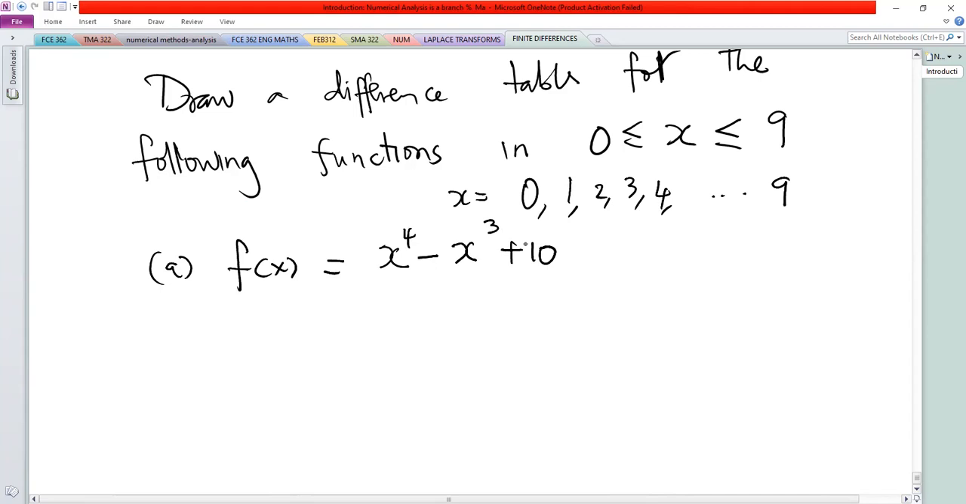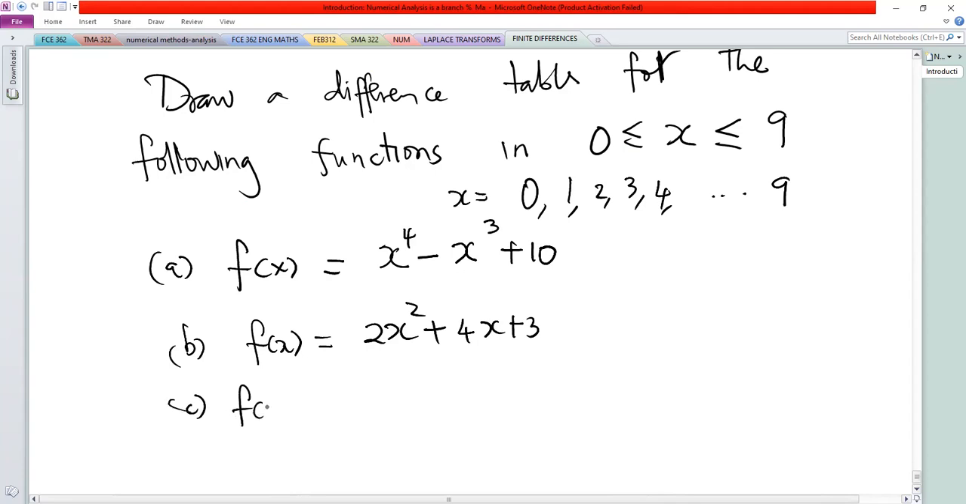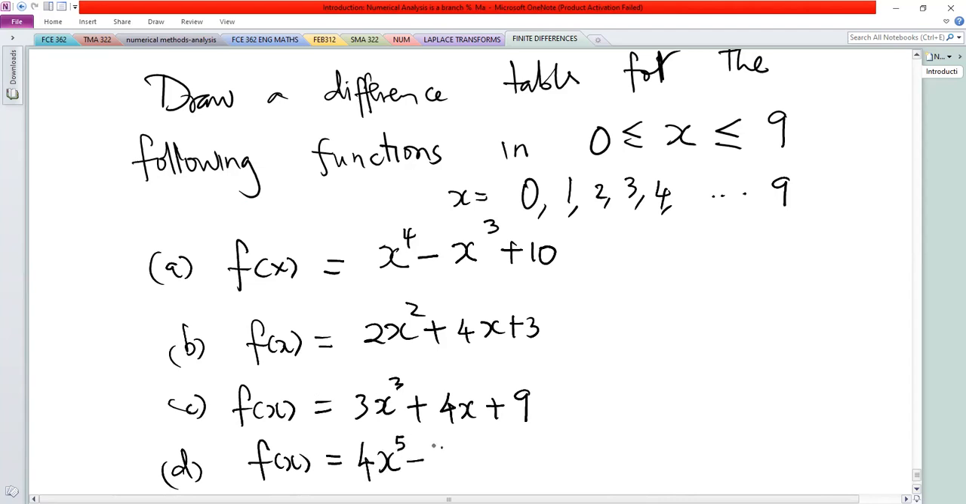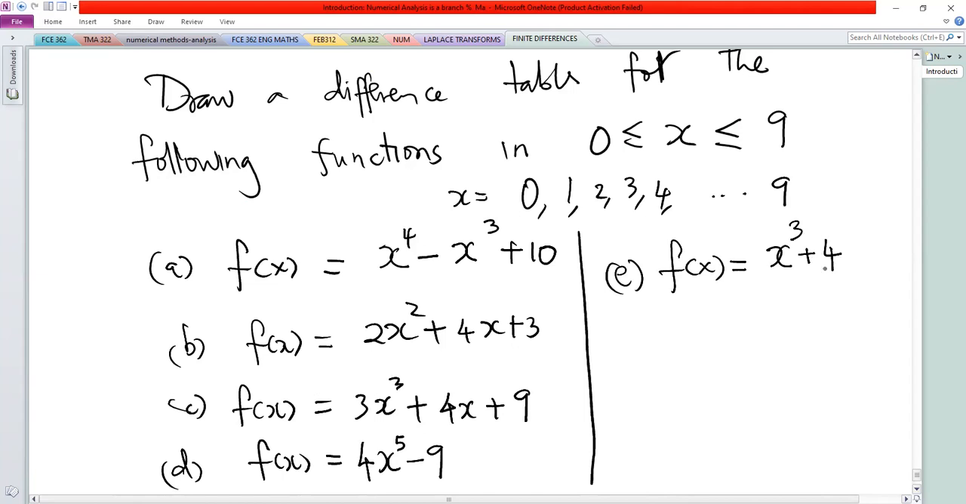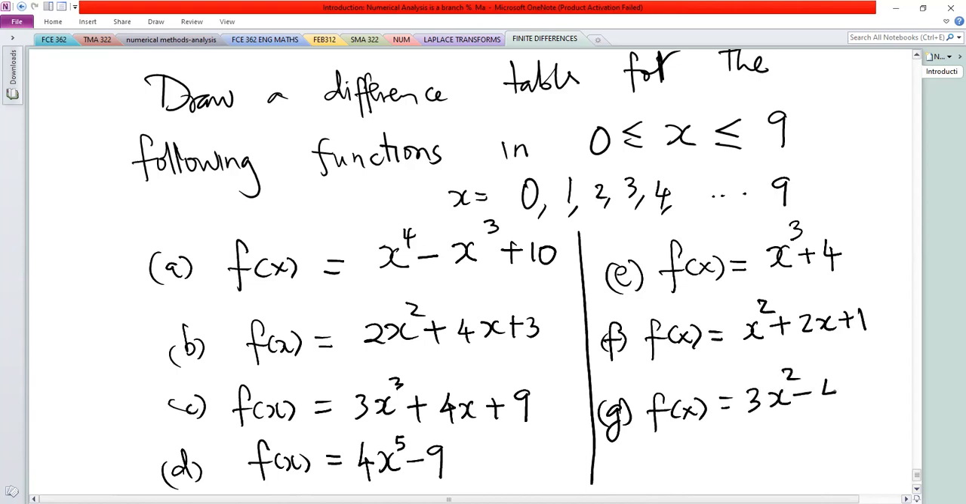Next function is f of x equals 2x squared plus 4x plus 3. C, f of x equals 3x cubed plus 4x plus 9. D, f of x equals 4x power 5 minus 9. And then E, f of x equals x power 3 plus 4. F, f of x equals x squared plus 2x plus 1. G, f of x equals 3x squared minus 4x plus 10.